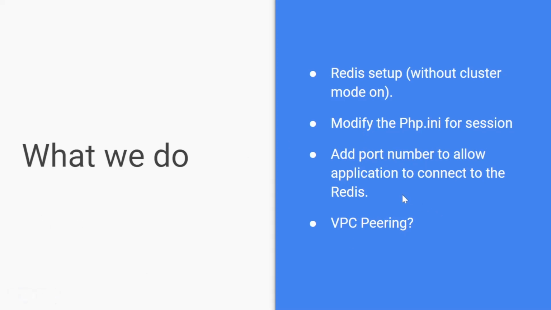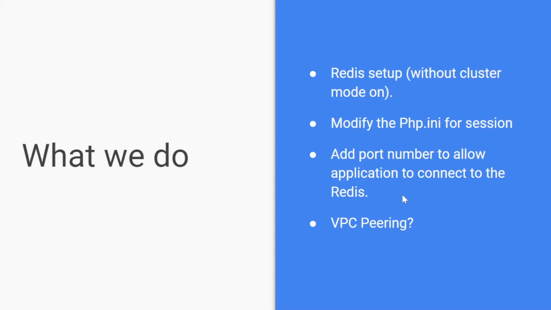The next change: since we are adding Elasticache Redis into the same VPC or another VPC, it is not available publicly. In order to access the Redis, we have to add the port number in the security group. So we are going to set up this Redis in a security group. We have to add that in the private subnet.